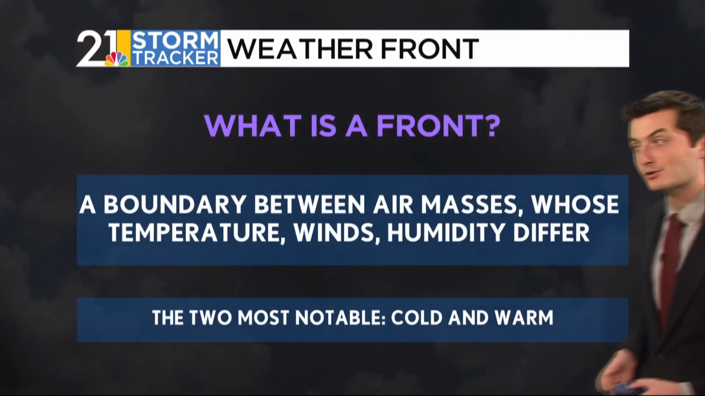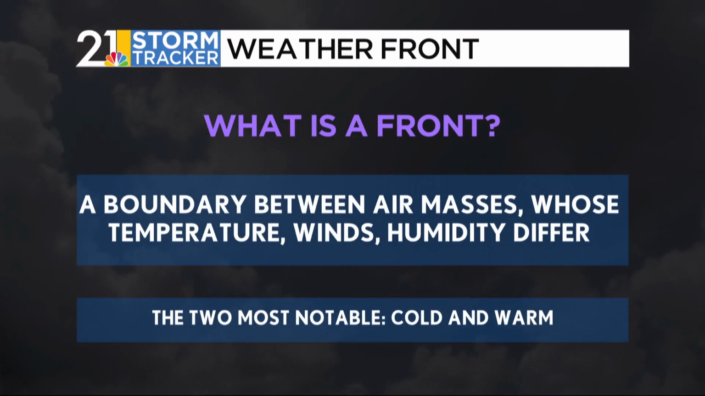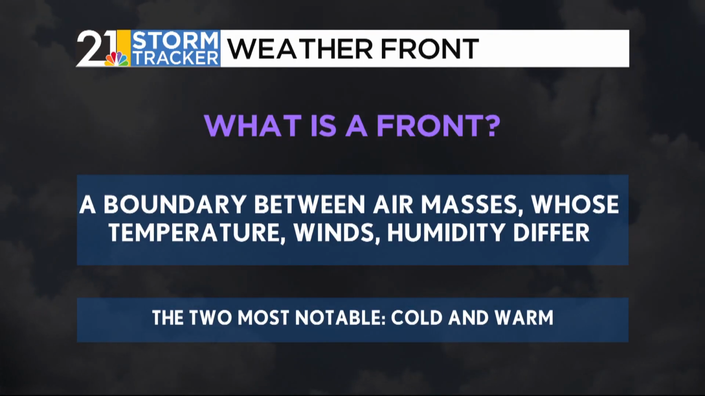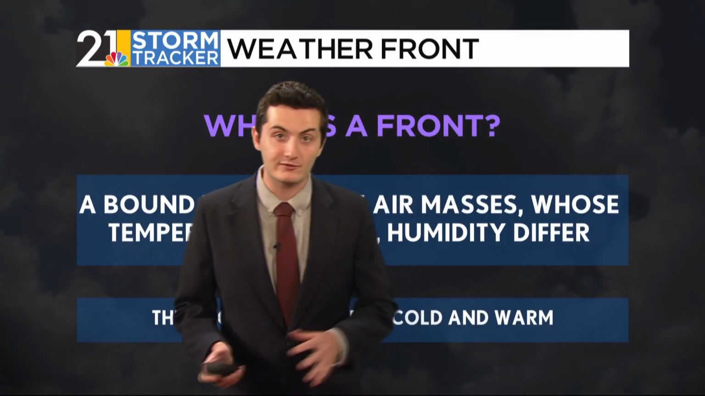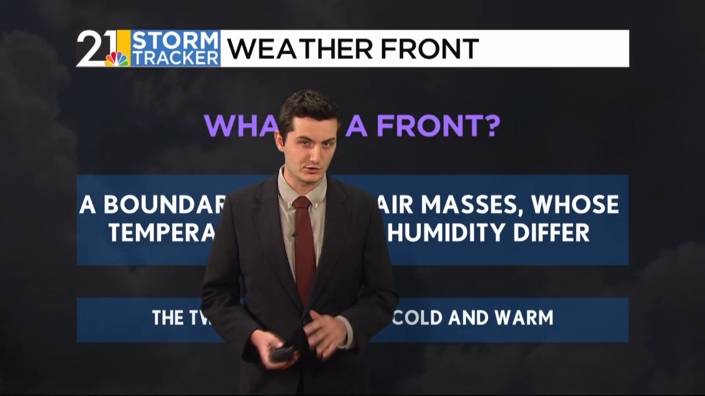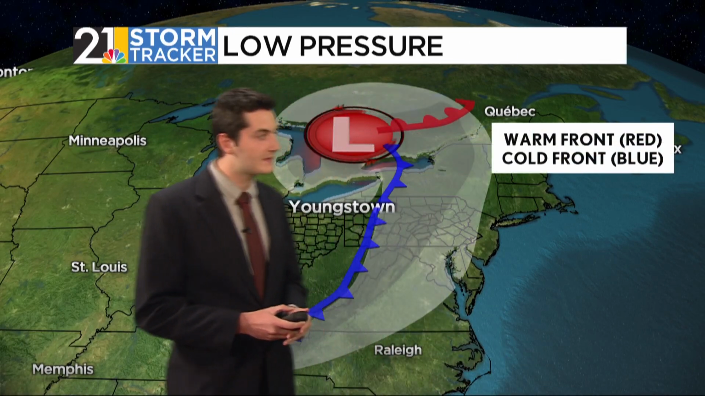Fronts are actually boundaries of air masses between one and another, and their characteristics can differ. Temperatures, winds, and humidity can all be different on one side of a front and another. And two of these fronts that we really know and are in our area are a warm front and a cold front. So let's break these two fronts down.